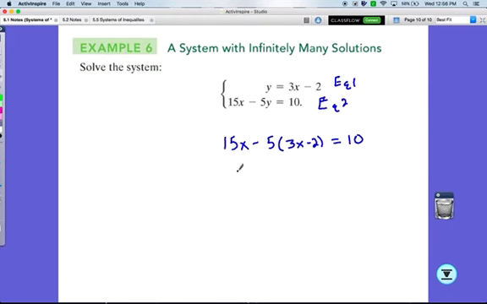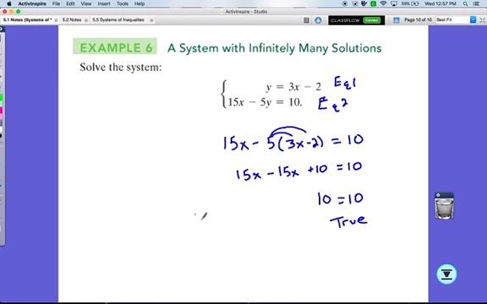When I distribute, this becomes 15x minus 15x. Negative 5 times the negative 2 will become plus 10. And the x's end up canceling out. I'm left with 10 is equal to 10. If the variables go away and I have a true statement, then I know I have infinitely many solutions. You could have something similar with the addition method where you end up having 0 is equal to 0. But if you have a true statement, you have infinitely many solutions.